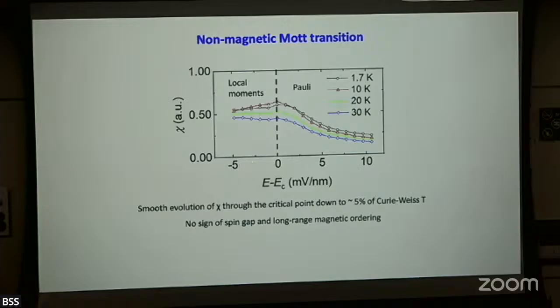So the charge gap seems to close abruptly at this point, but from the magnetic aspect, there's no sign of a spin gap or some long range magnetic order. Yeah, that's that part.